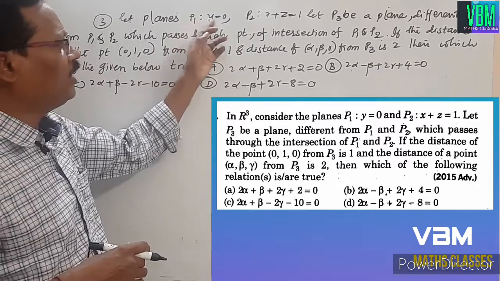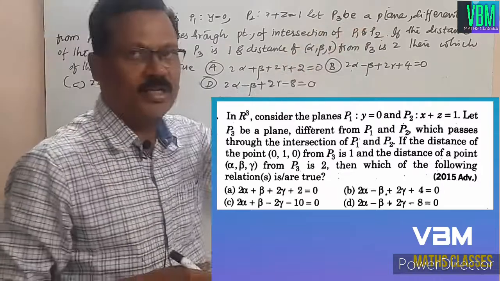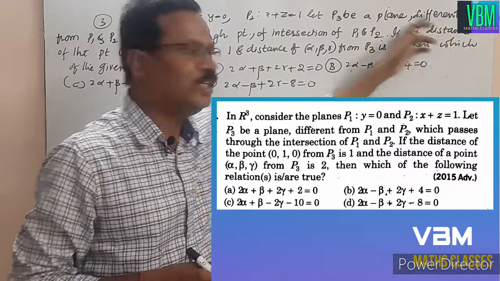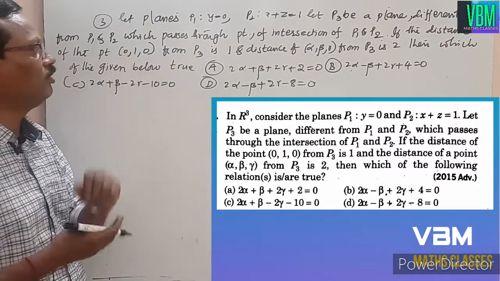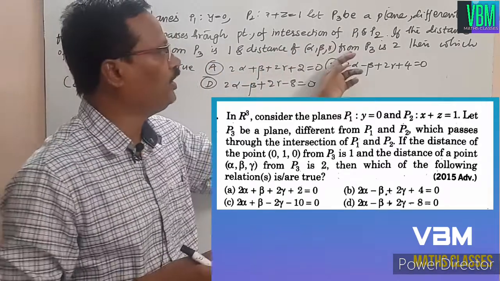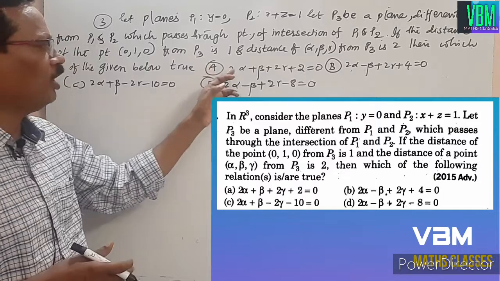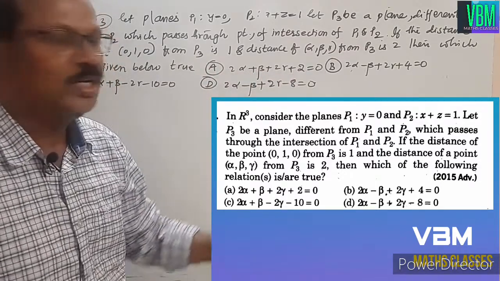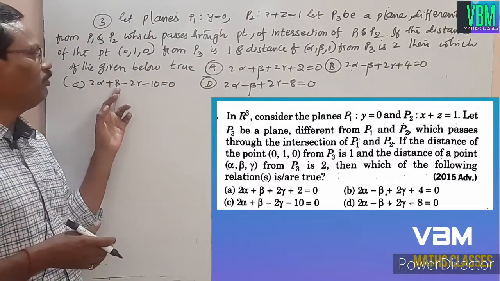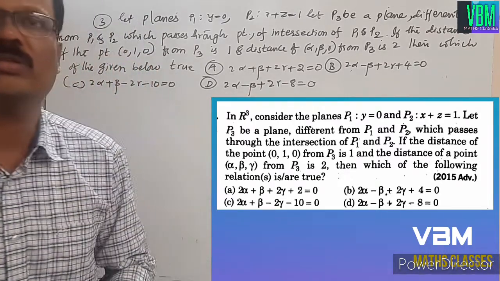Let plane P1 be y is equal to 0, plane P2 be x plus z is equal to 1. Let P3 be a plane different from P1 and P2. Now, if the distance of the point 0, 1, 0 from P3 is 1 and the distance of alpha, beta, gamma from P3 is 2, then which of the following statements is true? Option A, 2 alpha plus beta plus 2 gamma plus 2 is equal to 0. Second option, 2 alpha minus beta plus 2 gamma plus 4 is equal to 0. Third option, 2 alpha plus beta minus 2 gamma minus 10 is equal to 0. Fourth option, 2 alpha minus beta plus 2 gamma minus 8 is equal to 0.